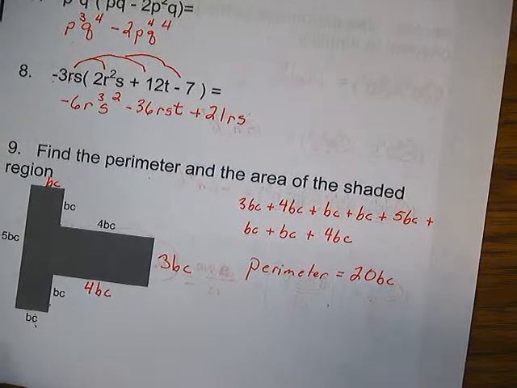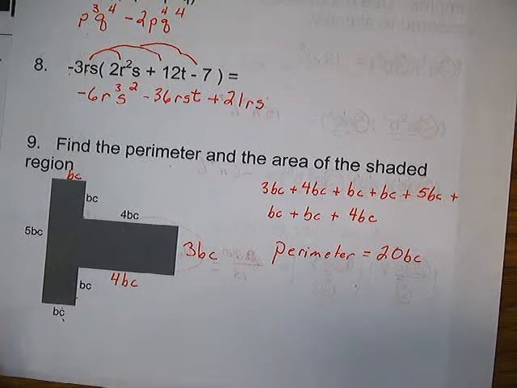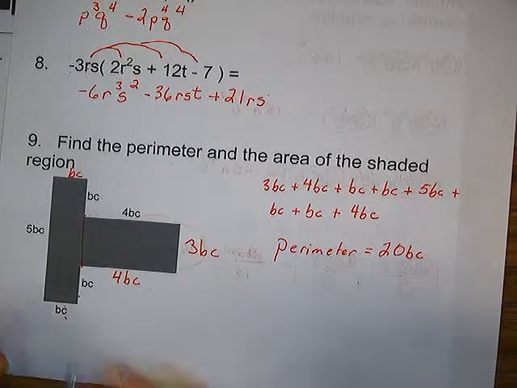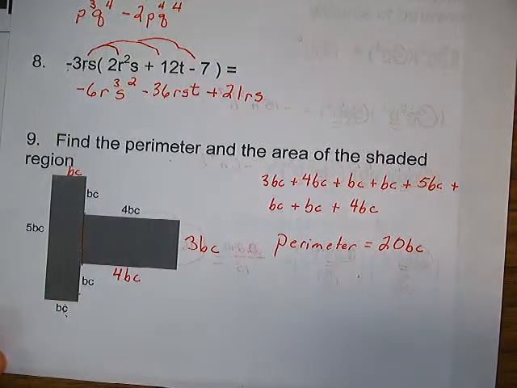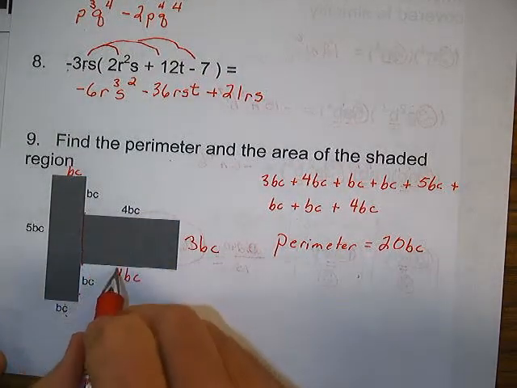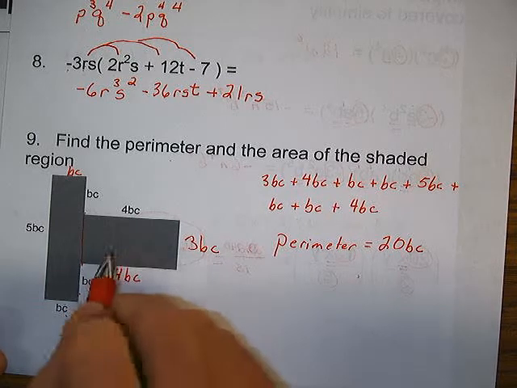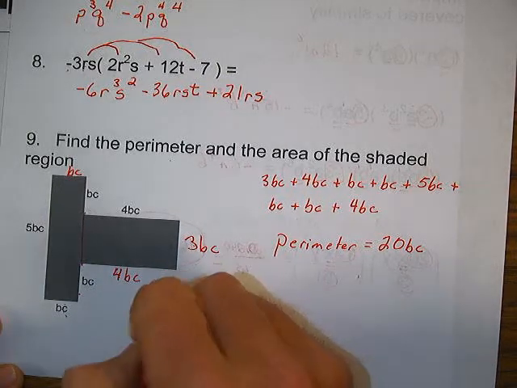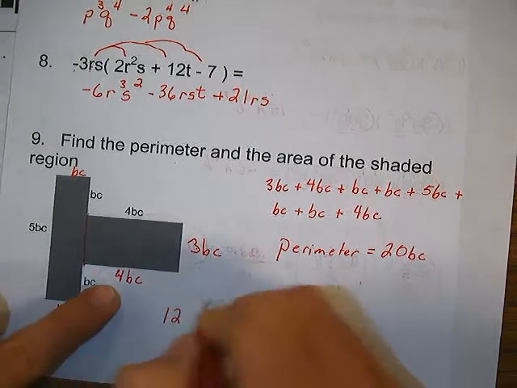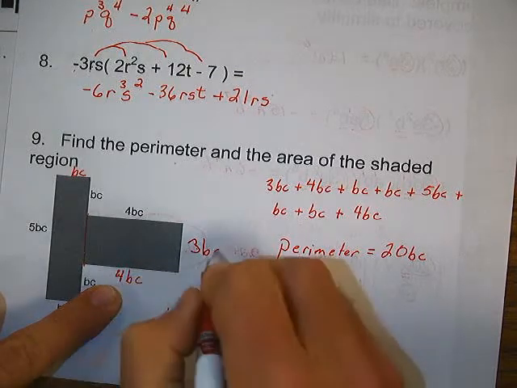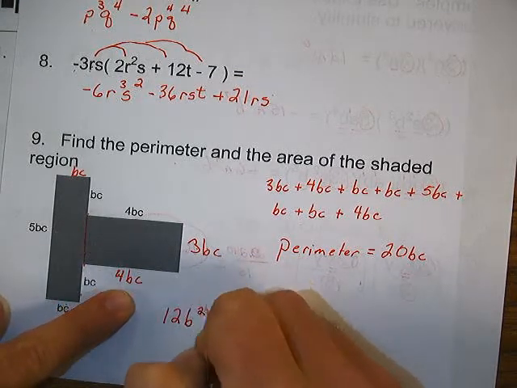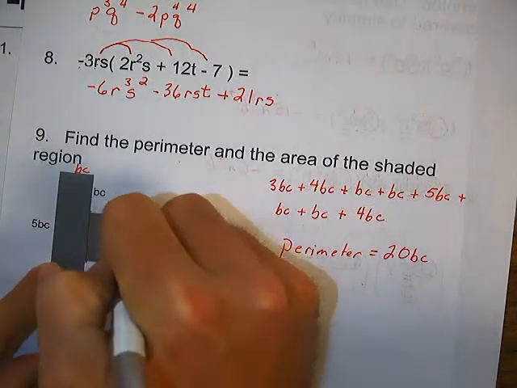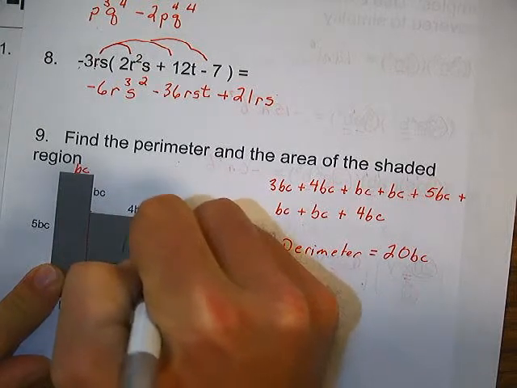Now, area, we have to do a couple different things. Okay, first of all, I can find the area of a rectangle, so I'm going to find the area. I'm just going to divide this into 2 rectangles. Okay, to find the area of this first part, I'm going to multiply length times width. So 4 times 3, which is 12. Now the like bases, first like base is B. There's 1 there, so there's 2. Then C times C, 1, 2. And that's this one, 12 B squared C squared.